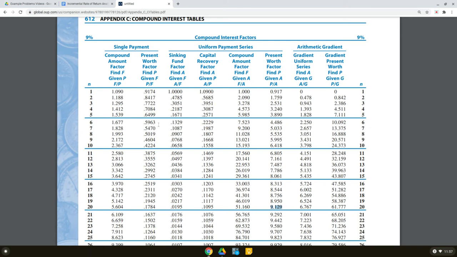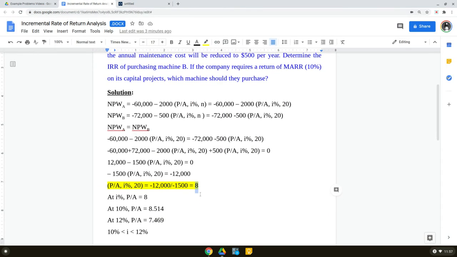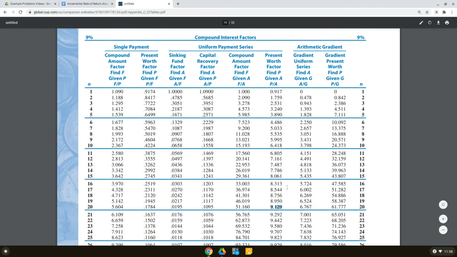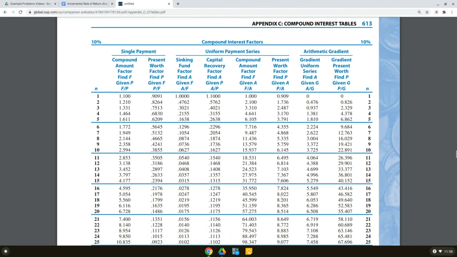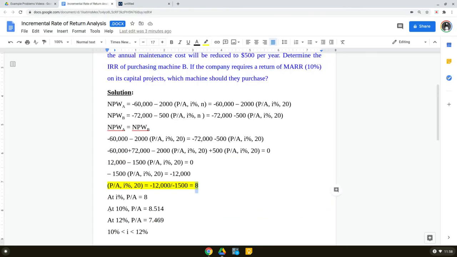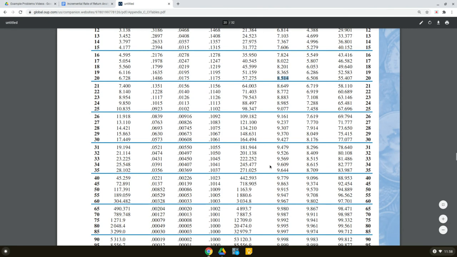Maybe we will write it down. So here we are. I think 10% is even much closer. So let's continue to investigate these tables. So 10%, row number 20, find P given A is 8.514. Still not 8, but it's getting closer and closer. So I wrote it down here, at 10%, P given A is 8.514. Okay, we continue to go.